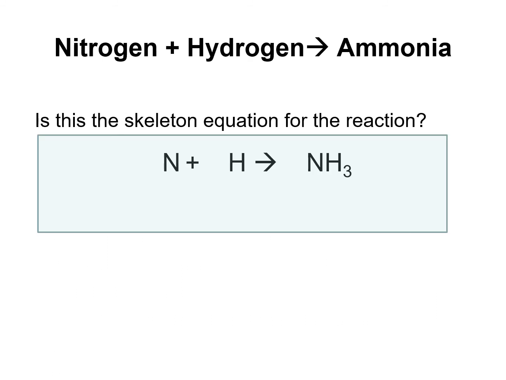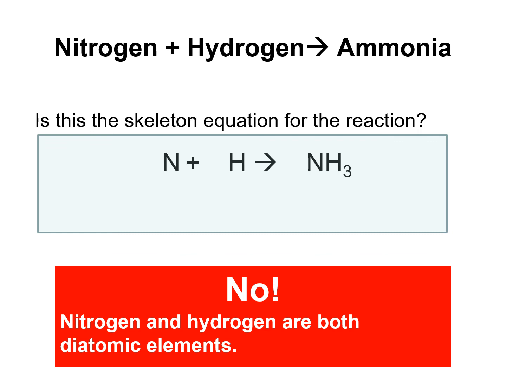So we know that nitrogen and hydrogen are going to form ammonia. Would this be the correct start of our equation? Well, it might make a great start, but it's not complete, because nitrogen and hydrogen are 2 out of our 7 diatomic elements. It would be really helpful if you would memorize all 7 of them. So we should write N2 and H2.